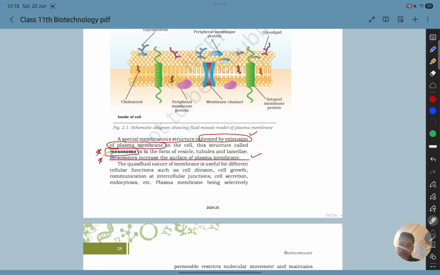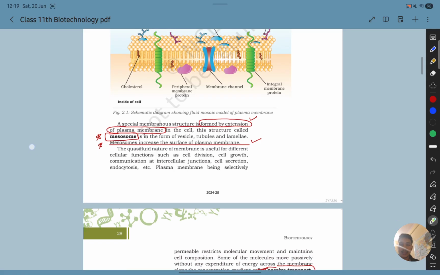So what do you know about mesosomes? Mesosomes are extensions of the plasma membrane. A special membrane structure formed by the extension of the plasma membrane is known as a mesosome. So this is a simple fact. For our competitive exams, we just have to read the facts and figures and know them.